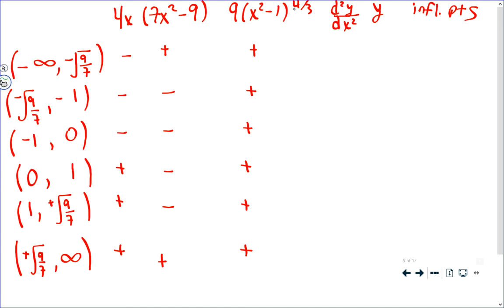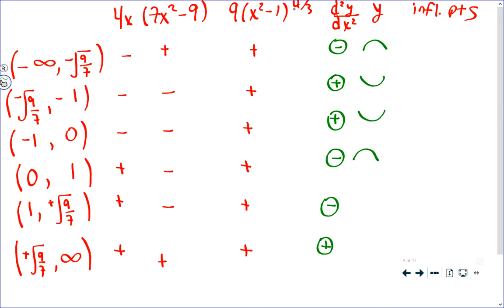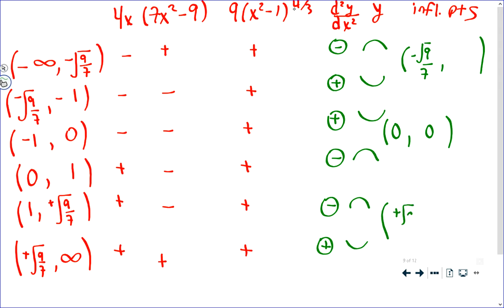Rather, the second derivative, we multiply the signs and get negative, then positive, then it's still positive, then it becomes negative, it's still negative, and then it becomes positive. So we have a boatload of inflection points because the graph is concave down, then concave up, then it goes to concave down, then it goes back to concave up. We have an inflection point at negative root 9/7, comma, some number. We have an inflection point at the origin. We've already established that when x is 0, y is 0. And we have an inflection point at positive root 9/7, comma, some y coordinate.